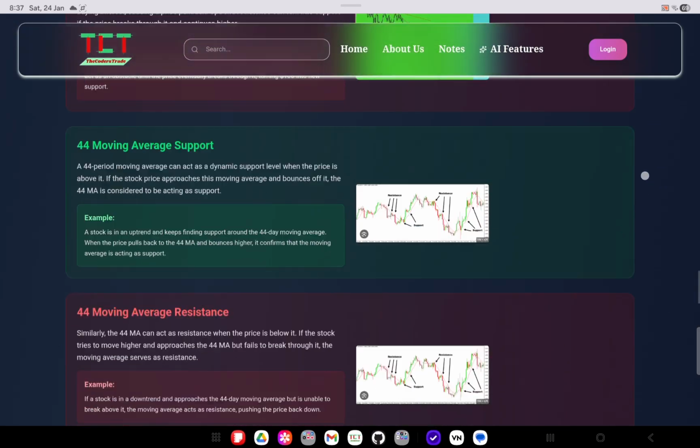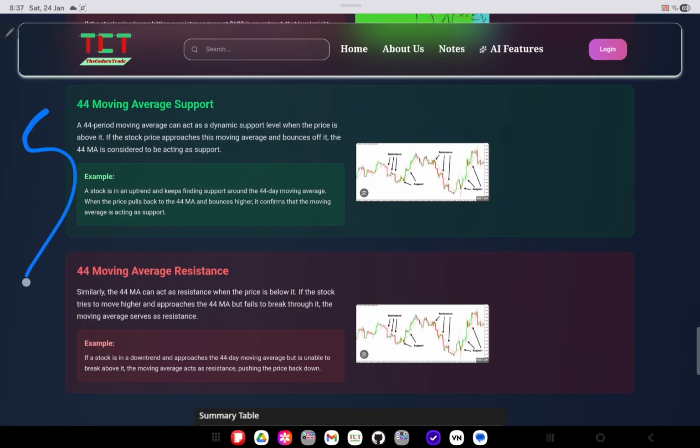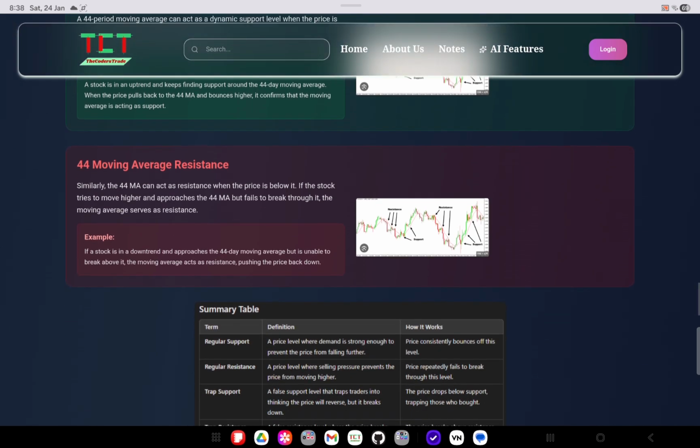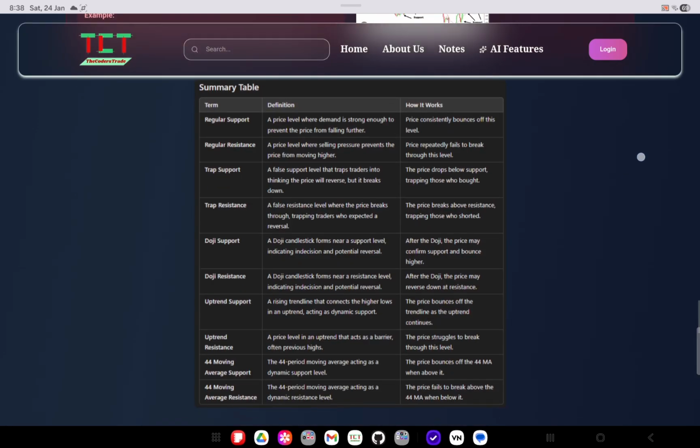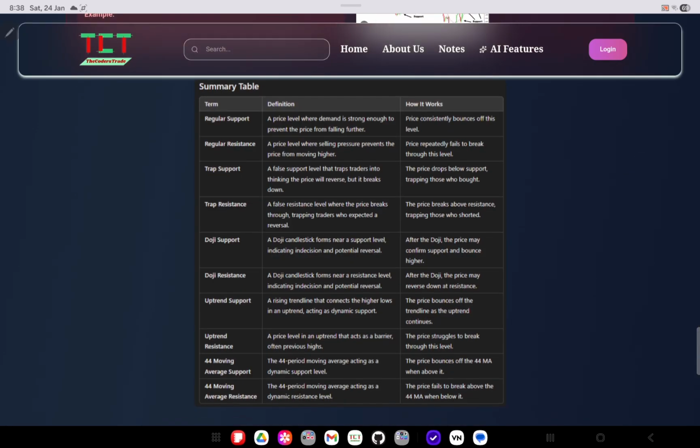My personal favorite hack? The 44 moving average. This is a moving floor that follows the price up. If the price pulls back to this 44 MA and bounces, it's a high probability entry with a tiny stop loss. It's dynamic, it's mathematical, and it's absolute fire for trending stocks.